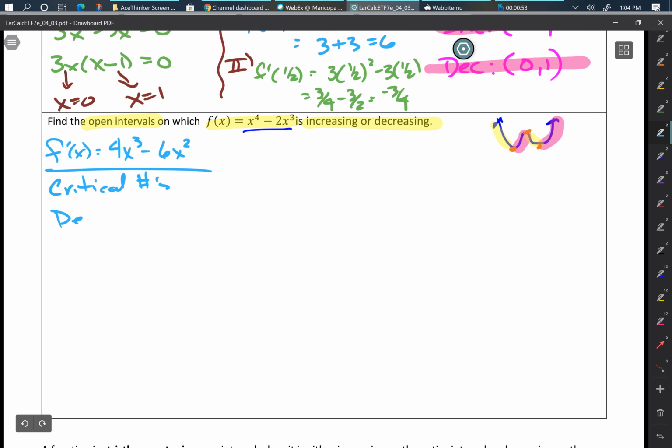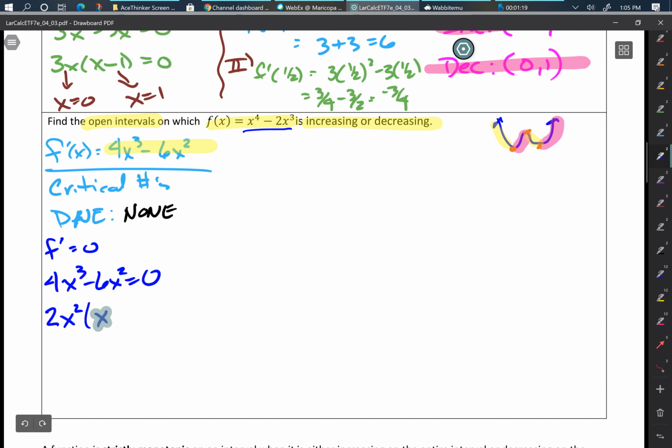Now I'm going to find my critical numbers. Are there any of the does not exist type? Well, that is a polynomial that has no issues, so there are none of the does not exist. Now I'll look for when f prime is equal to 0. So when is 4x cubed minus 6x squared equal to 0? Let's see, I'll factor that. I think I can get a 2x squared out of it times 2x minus 3 equals 0.